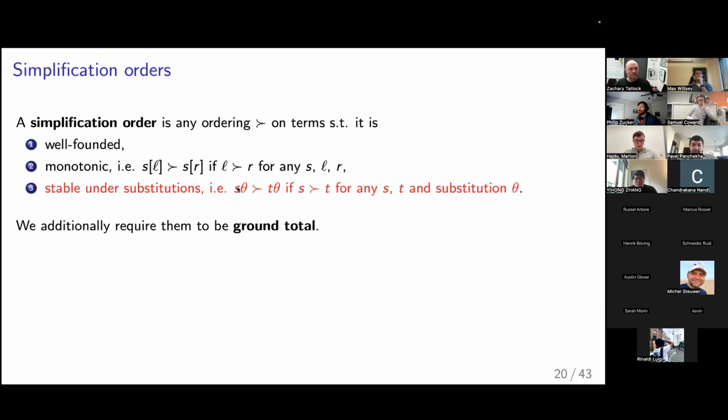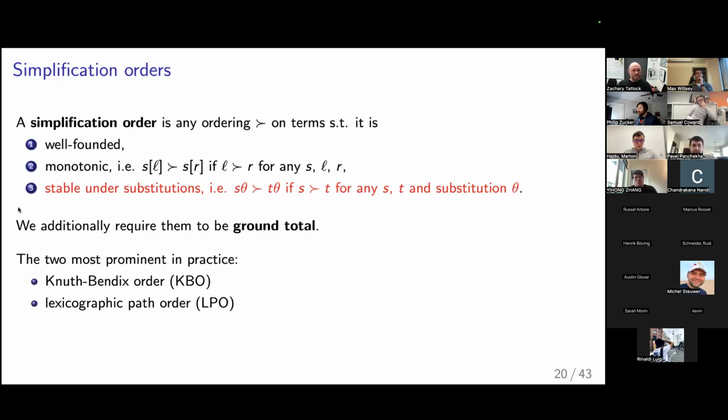And as I have said, we additionally require them to be ground total. The two most prominent such orders in practice are the Knuth-Bendix order, or KBO, or the lexicographic path order, or LPO, that also Vampire uses. Yes, and I will come back to these a bit later.